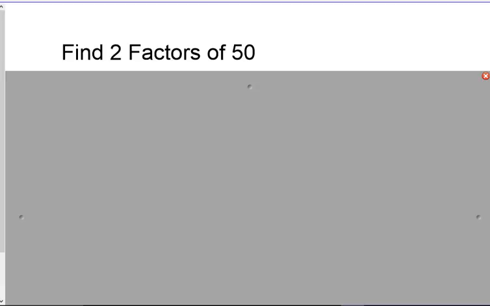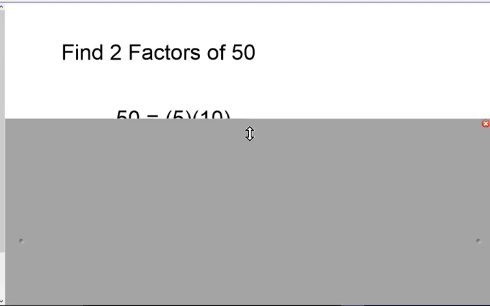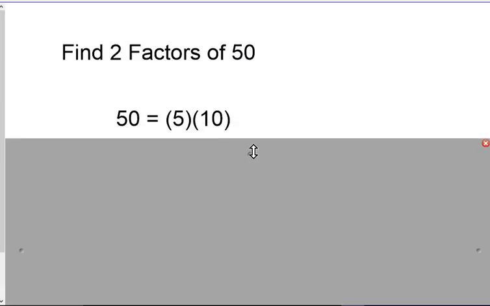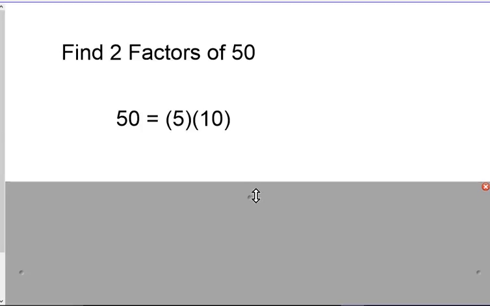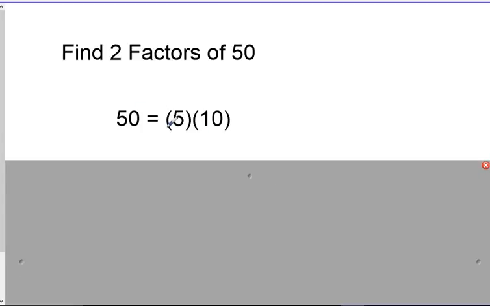So imagine that you just simply want to find two factors of 50. Remember, a factor is just something that can be multiplied by another factor to equal, in this case, 50. So, of course, 50 equals 5 times 10. So 5 is a factor and 10 is a factor. We have just factored 50. We have found two factors that multiply together to give us 50.